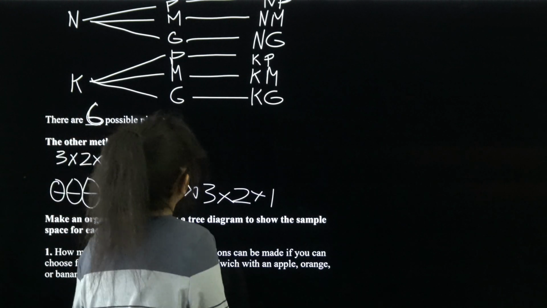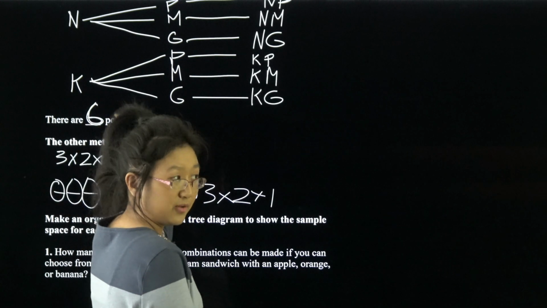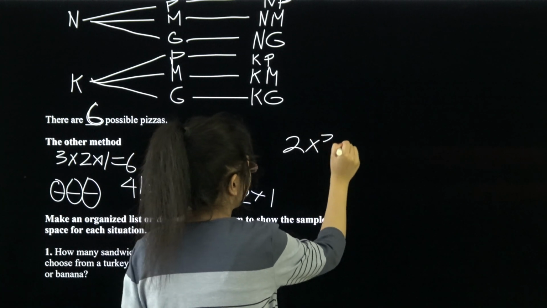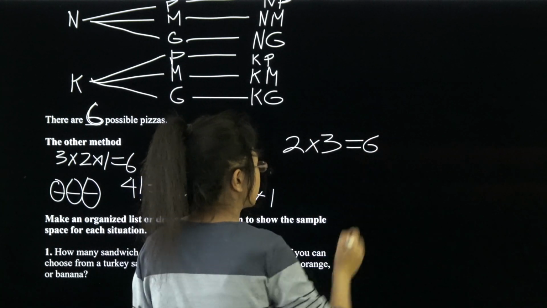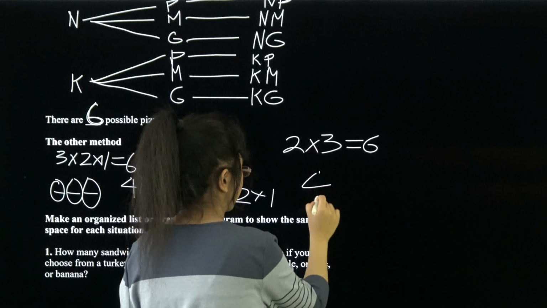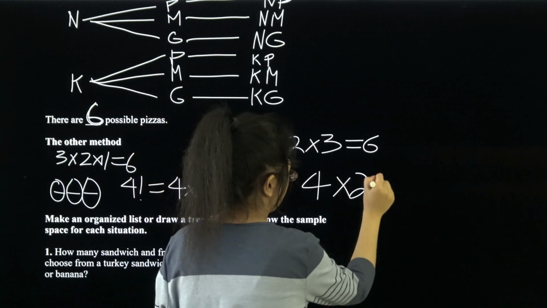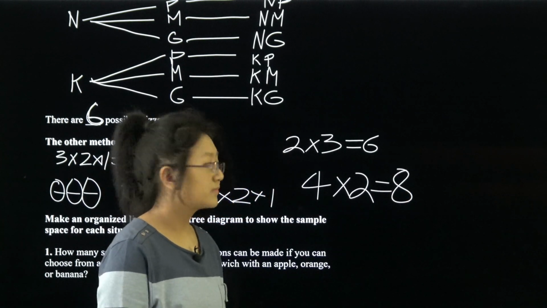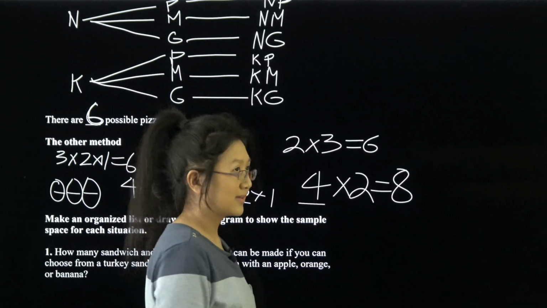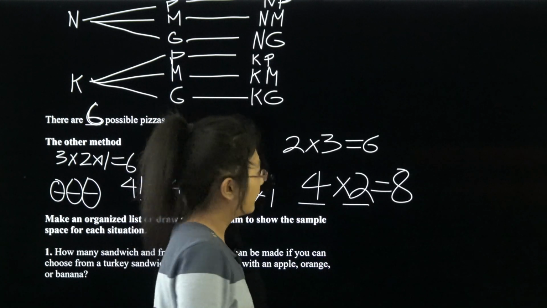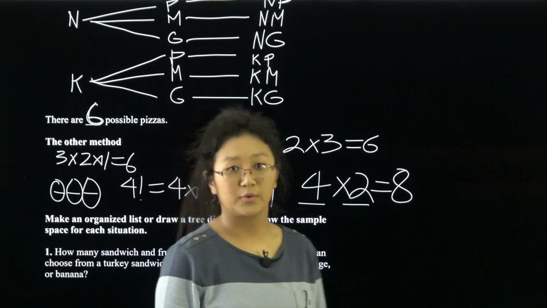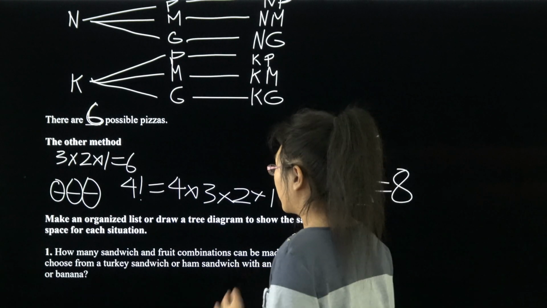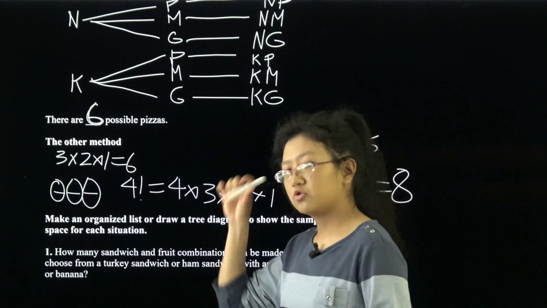Now, there's also the multiplication method for these types of questions. So there's 2 choices for your first thing, and then there's 3 choices for your next thing. 2 times 3 equals 6. If you have 4 choices for your first, and only 2 choices for your second, then 4 times 2 equals 8. It's just multiplication. The number of choices for your first thing times the number of choices for your second thing, and if you have a third thing, you could even multiply that onto it. The multiplication method is the method that you use when you know what you are doing and you don't want to draw.